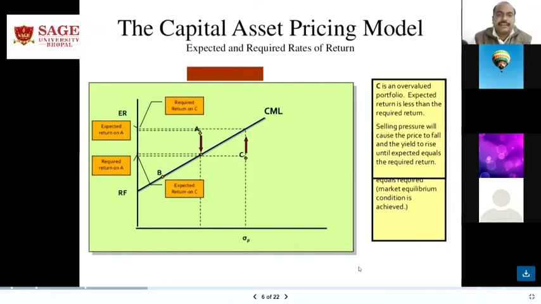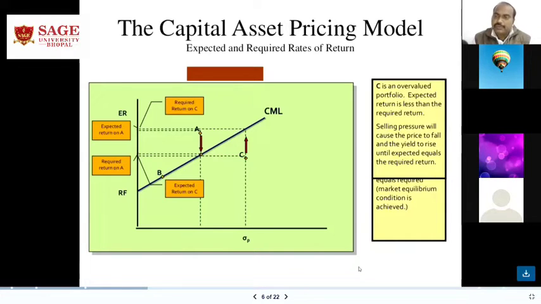And here you can see the required return on C, the expected return on A, the required return on A, the expected return on C. Can you see those points A, B, C? Can you see RF? Can you see ER? Can you see standard deviation of P? RF means risk-free return or risk-free rate. ER means expected return. Standard deviation of P is the risk concept.